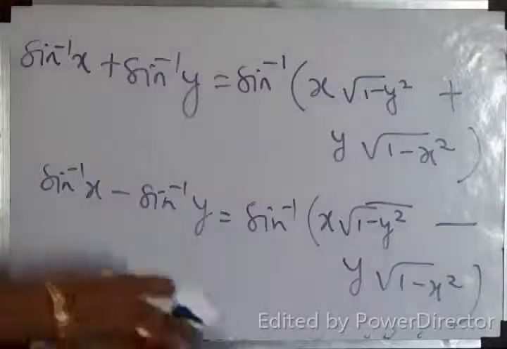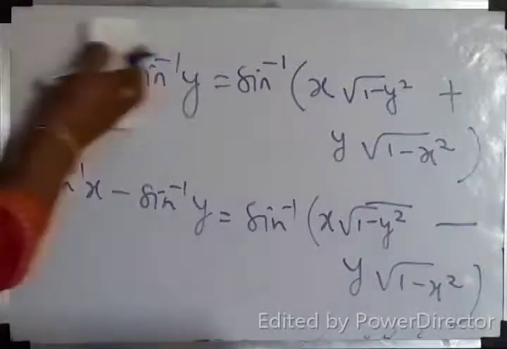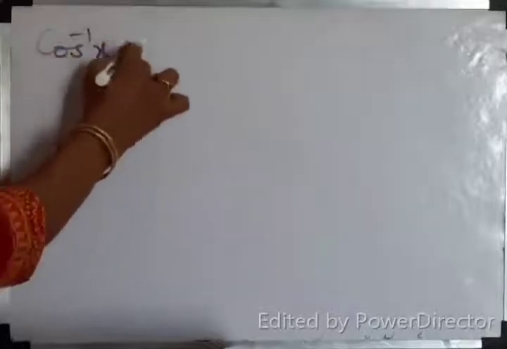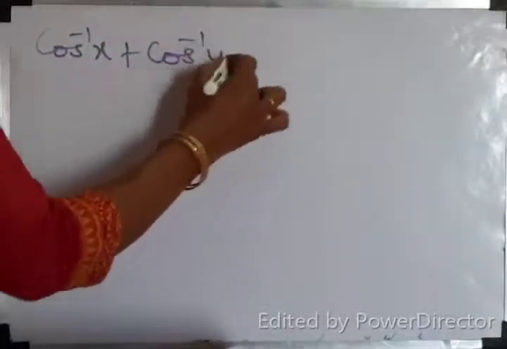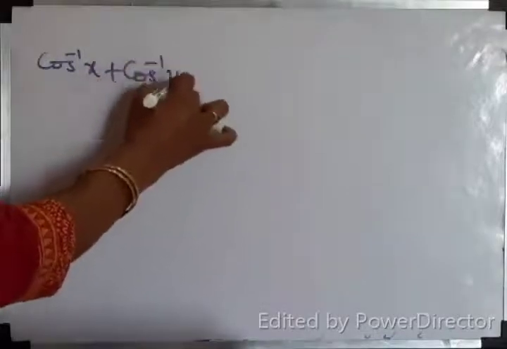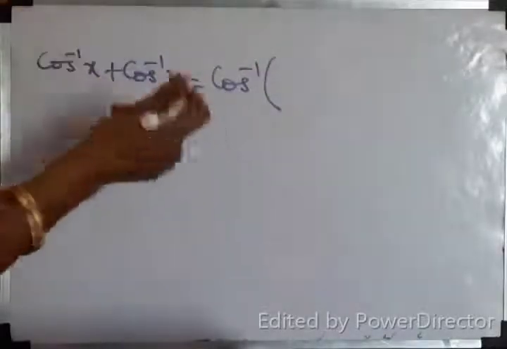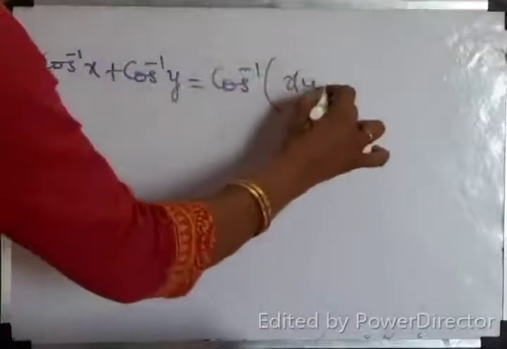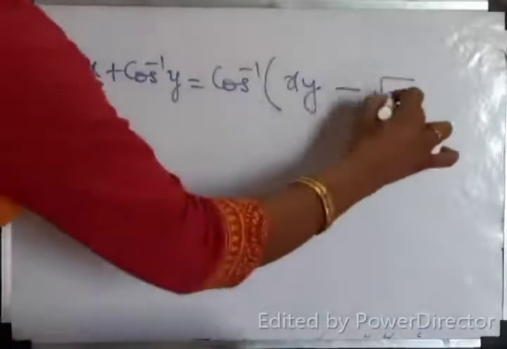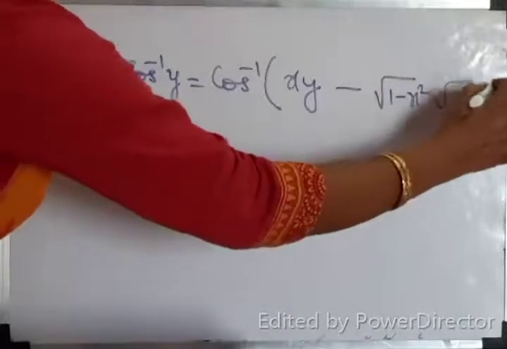We have one more formula. Cos inverse x plus cos inverse y is equal to cos inverse of... What is cos A plus B? Cos A cos B minus sin A sin B. So it is xy minus sin A sin B. How will you convert? Root of 1 minus x square, root of 1 minus y square. That's all.